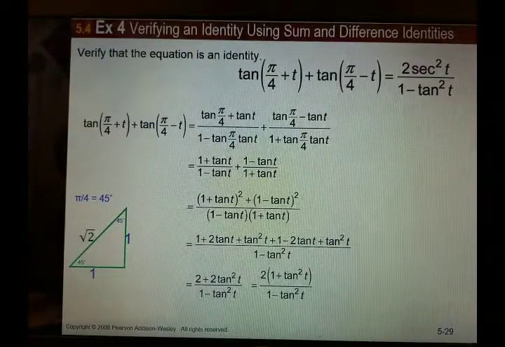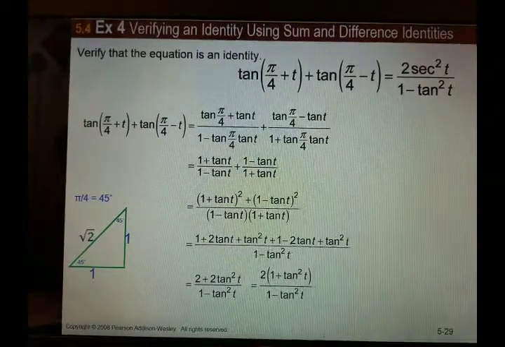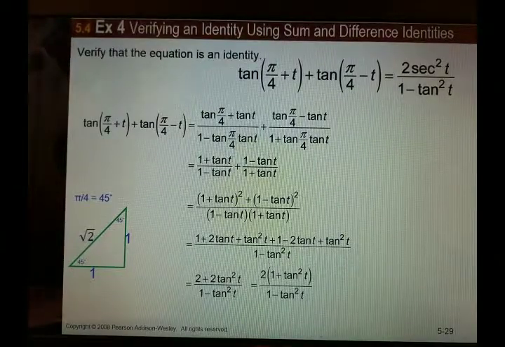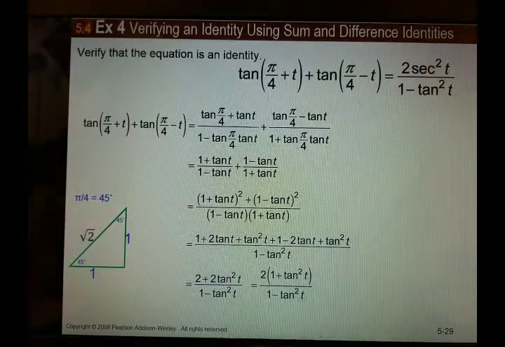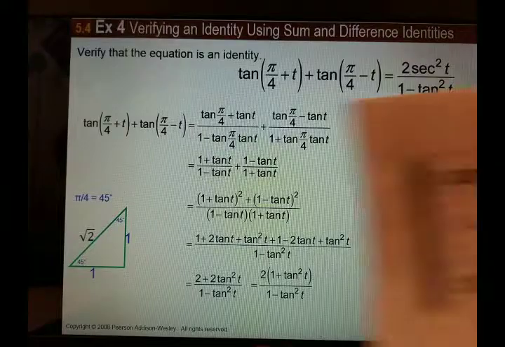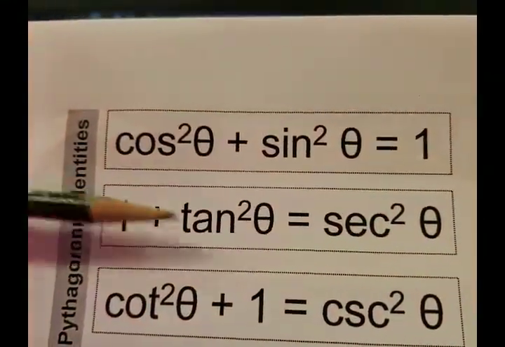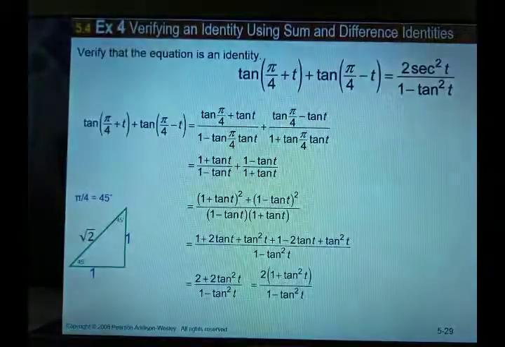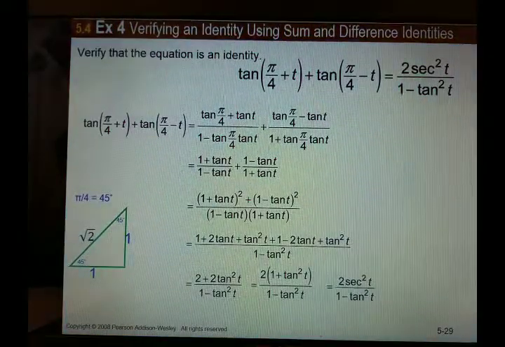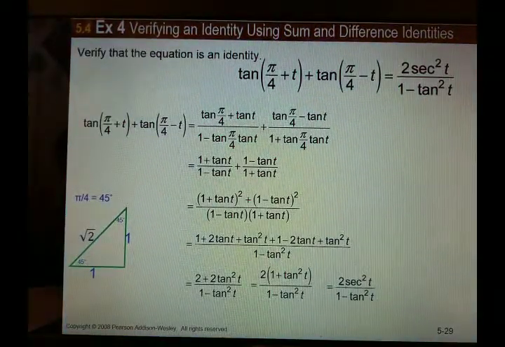Anytime you guys see 1s and trig functions squared, please be thinking about those Pythagorean identities. We are back to those again. So 1 plus the tangent squared, here is 1 plus tangent squared. That is secant squared. So 1 plus tangent squared, that's secant squared. We have actually finally finished that off.